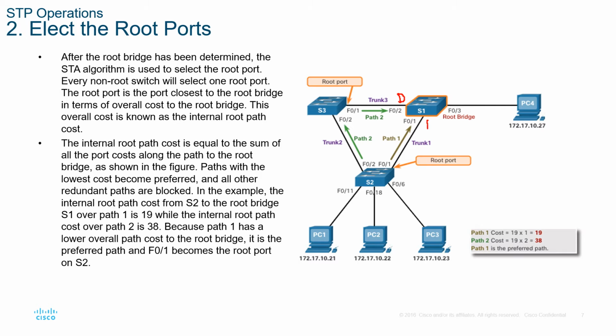Designated ports are assigned to the ports of a root bridge, and on the other side is the root port. So always the partner of the designated is a root port. It can never be designated and designated. It should be designated and then the root port. That's how it is. So one thing you need to take note.